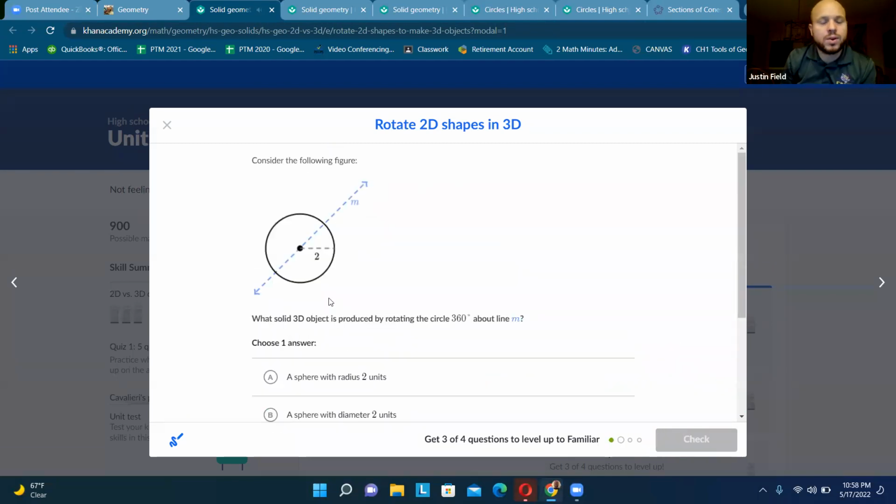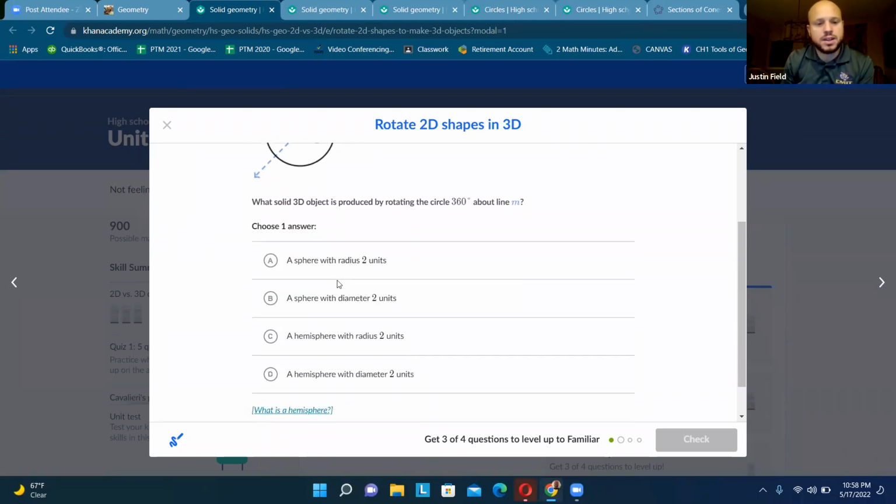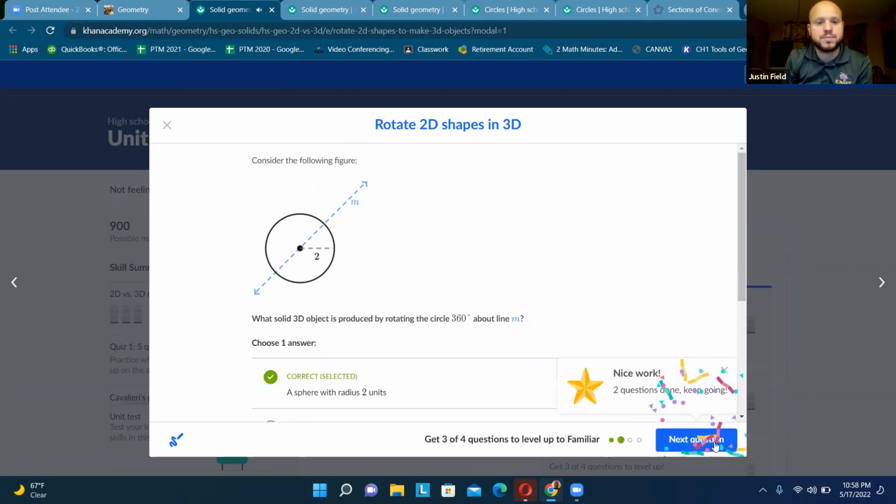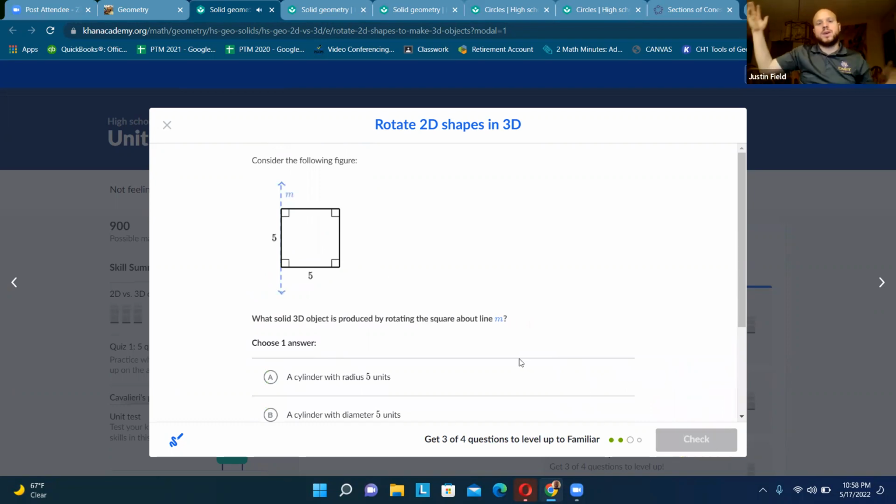All right, what if we rotated this guy 360? Well, obviously that's going to be a sphere. If you rotated it 180, would that be a hemisphere? But 360, rotating it all the way around, and the radius is going to be 2, because the radius is 2. All right, so go ahead, give those a try. Think about what it would look like. Oh, we got to do this one.